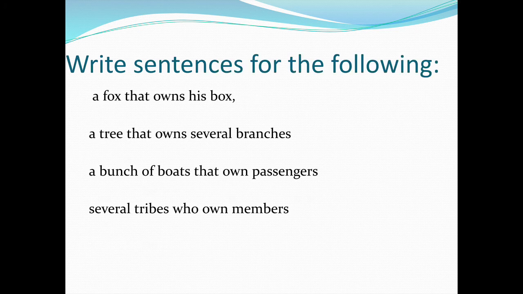Okay, in your last practice, I want you to write a sentence for each of the following. I want you to write a sentence where there's a fox that owns his box, a tree that owns several branches, a bunch of boats that all own passengers, and then a bunch of tribes who own their members.